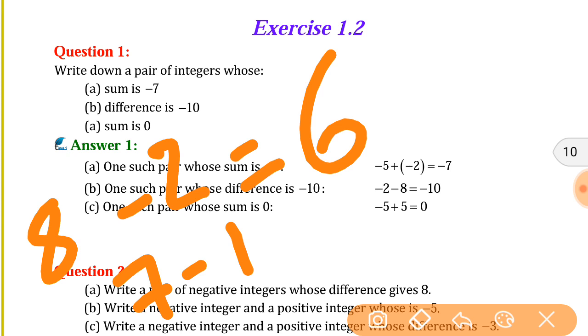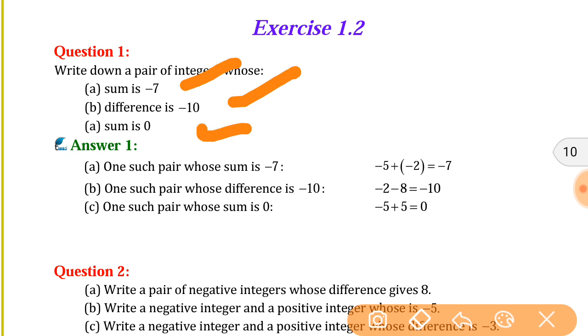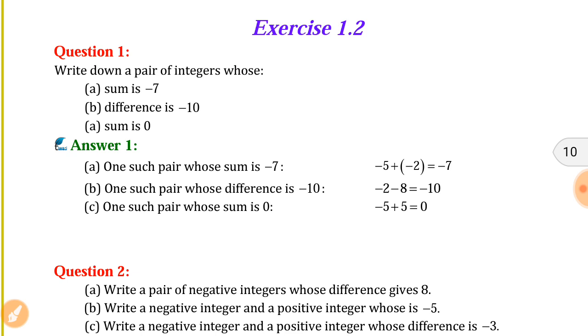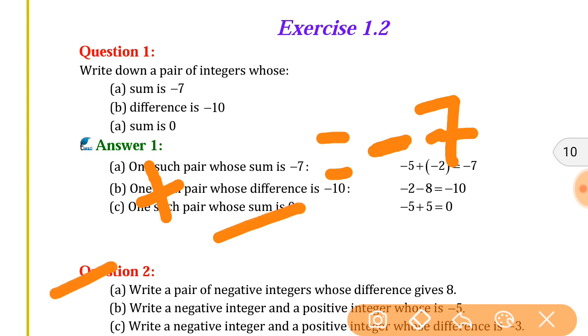In such a way you can find the integers that give the sum minus 7, the difference minus 10, and the sum 0. First I'll go for the first question A. You must get a sum equal to minus 7. See whether the integer is positive or negative first. Sum means there is an addition sign between the two integers. So fill up the blanks, whether with different numbers or the same numbers.